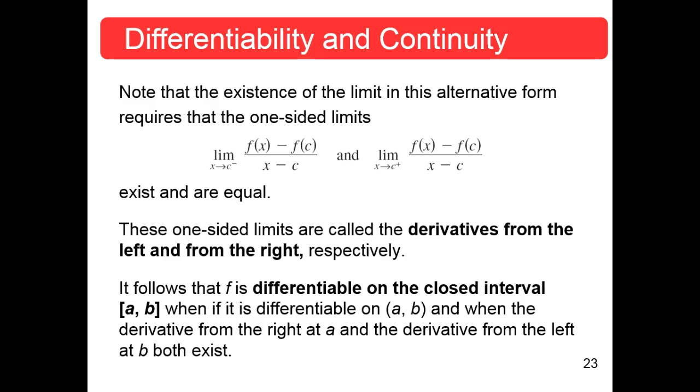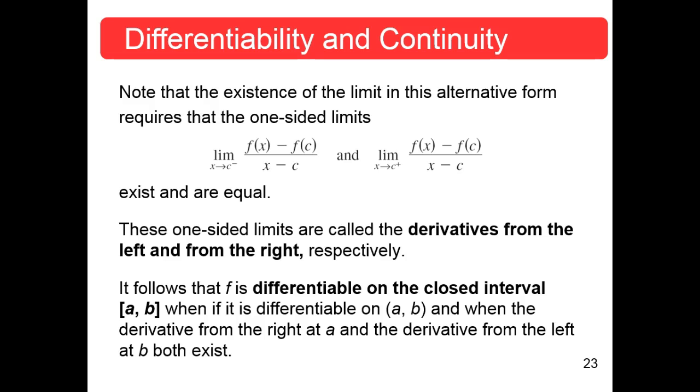It follows that if f is differentiable on the closed interval a to b, goodness gracious, how many prepositions in a row here? If it is differentiable on the closed interval [a, b], then the derivative from the right at a and the derivative from the left at b both exist.